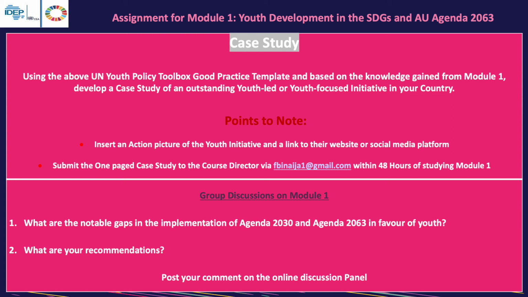Now, the second aspect of the assignment will be for you to participate actively in the group discussions. For all the modules, you are expected to contribute your ideas and your recommendations on the e-panel that the UN has created for the discussions. So for Module 1, we'll be answering two questions. What are the notable gaps in the implementation of Agenda 2030 and Agenda 2063 that are in favor of young people? What are the recommended actions?